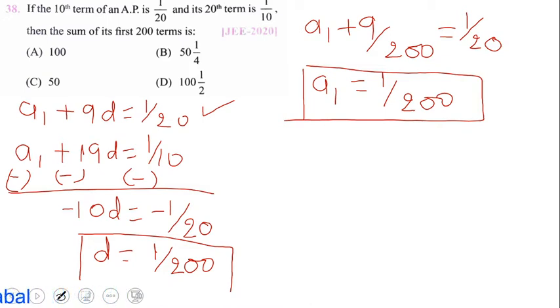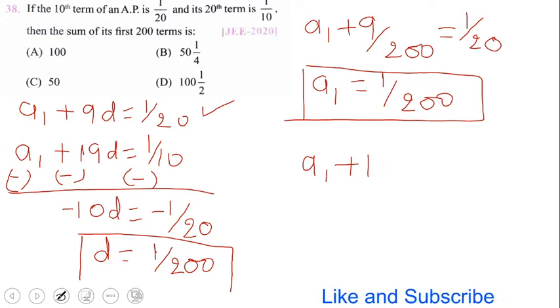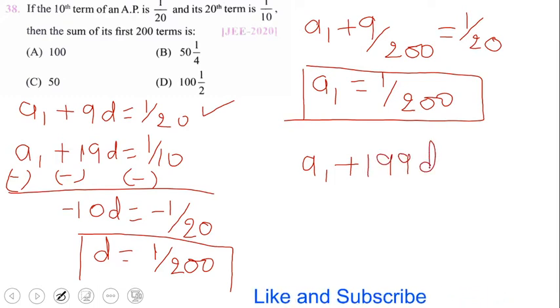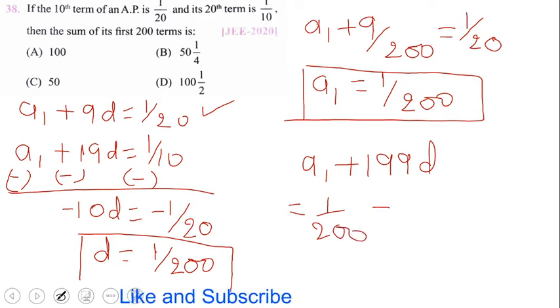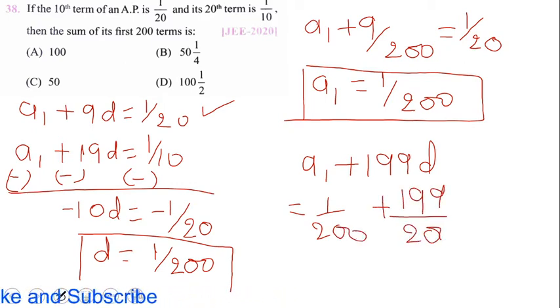So the 200th term we will calculate here. It is A1 + 199D. A1 is 1 by 200 plus 199D, which is 199 by 200. So simplifying, we are going to get the answer as 1 here.